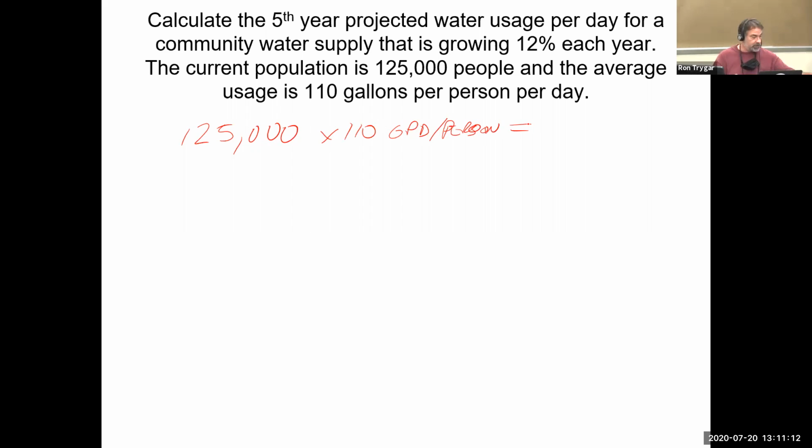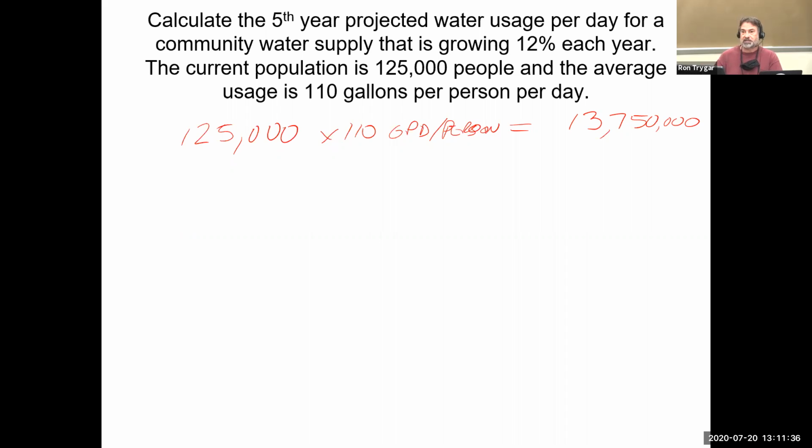We need to know what our current flow is, so we can start from there. We have to start from year zero, which is our current flow. So 125,000 times, we said 110 gallons per person per day. So I'm coming up with year zero of 13,750,000 gallons per day of water production at my water plant.